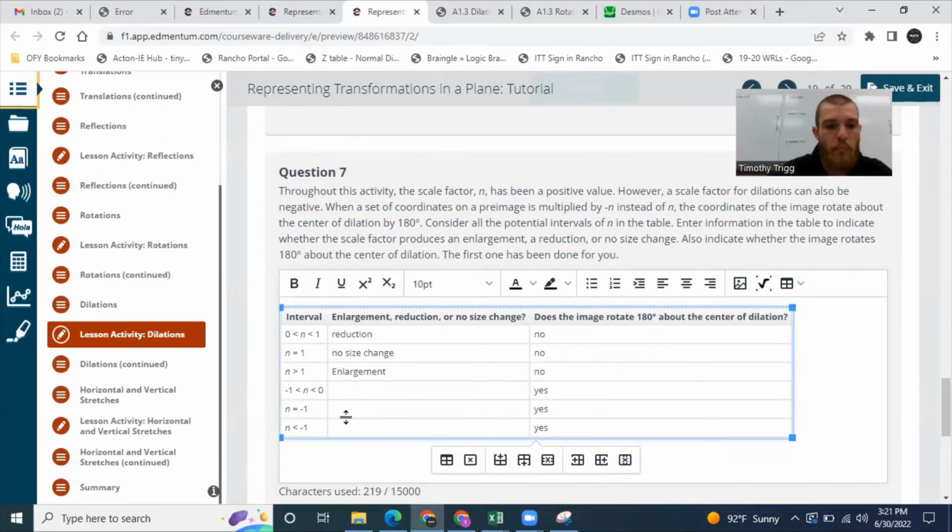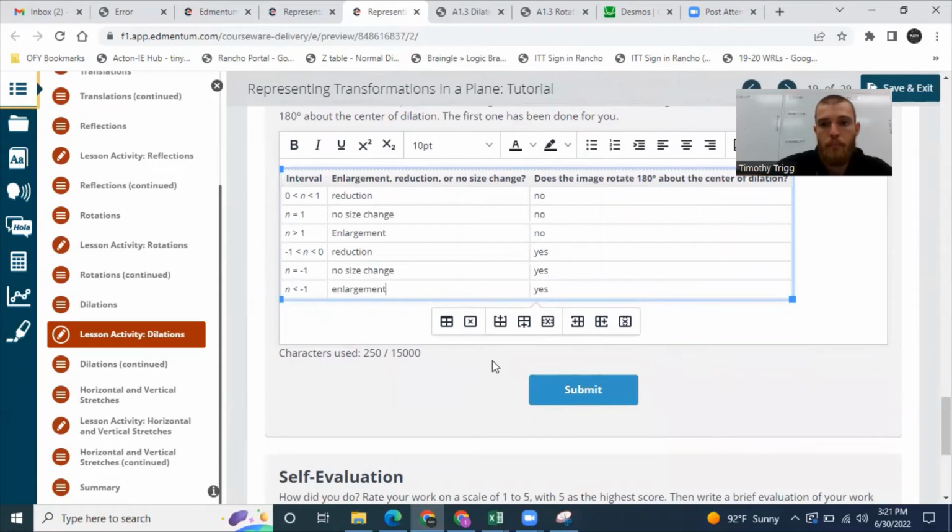Okay. Now, similarly, this would be a reduction. So this would make the image smaller, and it would rotate it 180 degrees around the origin or center of dilation. This one, no size change. And I bet you can figure this one out. It's an enlargement. Okay, cool. Let's go ahead and move on. Hopefully that made sense.